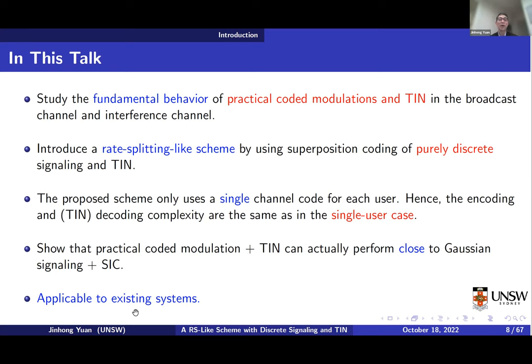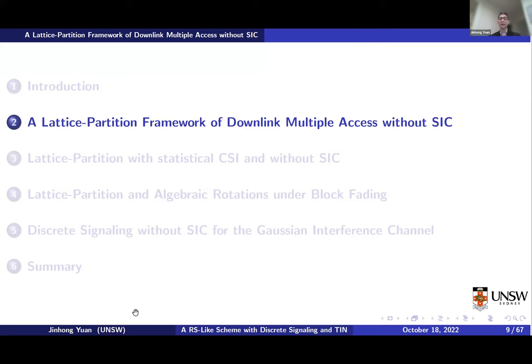And we are going to show this practical coded modulation plus TIN can actually perform very close to Gaussian signaling plus successive interference cancellation. That is really beneficial because you are using a practical system, with performance close to Gaussian, using TIN single user decoding, and close to successive interference cancellation performance. Obviously you do have a gap there, but it is close. As a result, we say this proposed scheme is applicable to existing systems. So that is a bit of background for what we are going to share with you tonight or this afternoon in your local time.